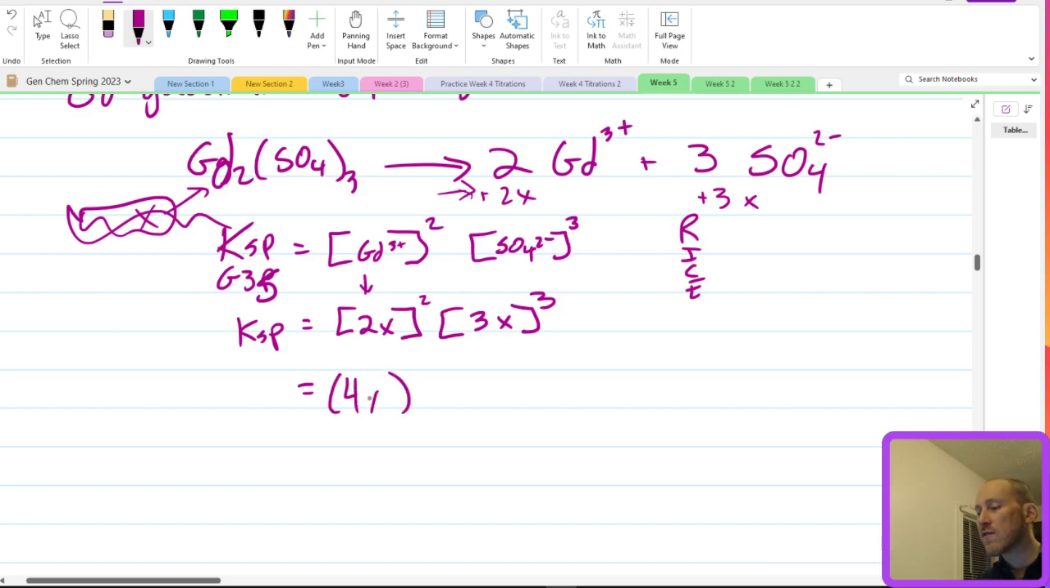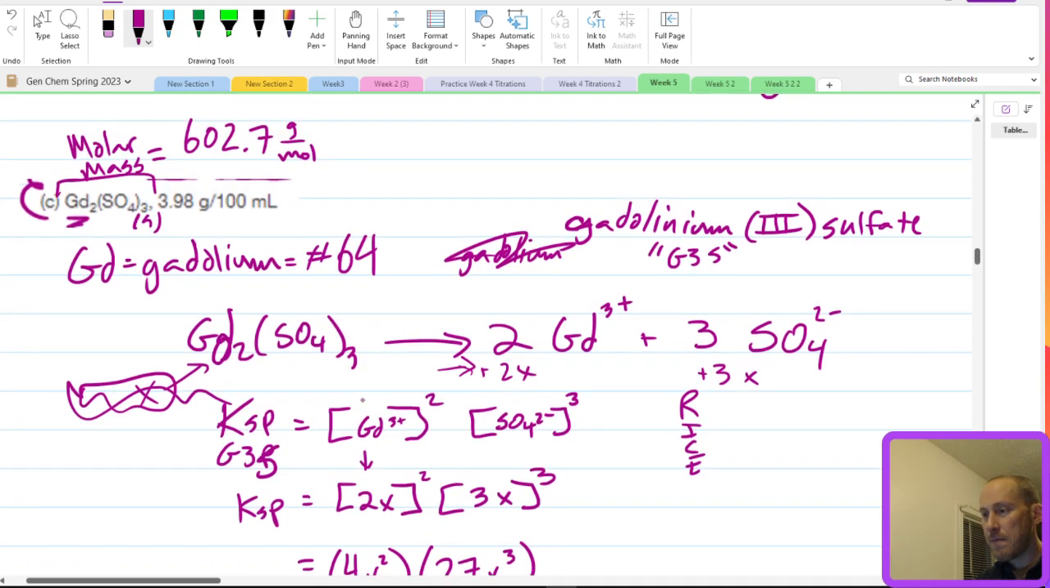To push the math here forward a little bit, this turns into that times that. 4 times 27 is 108, and x squared times x cubed is x to the 5th, and now we just need to solve for x, and we're going to do it just like that last problem, where x is going to be the molar solubility, and we're given the by mass solubility.